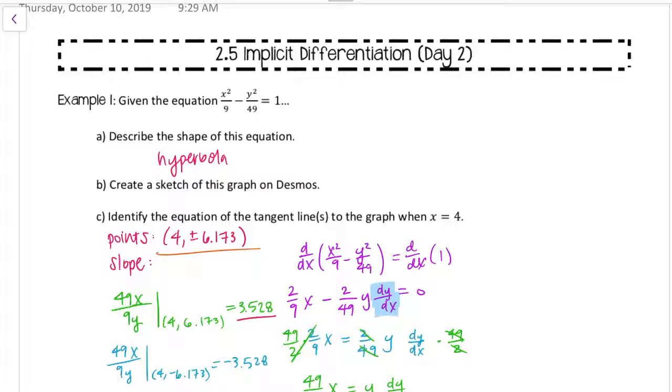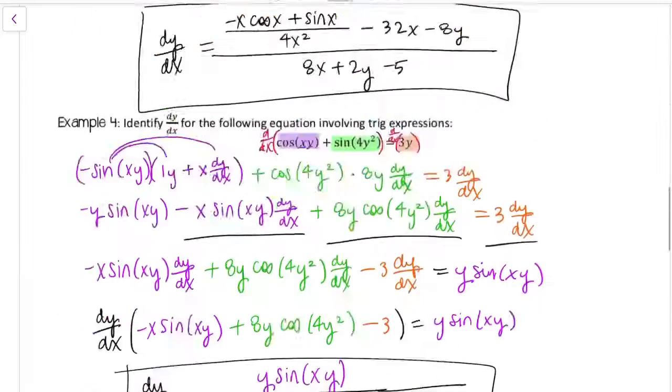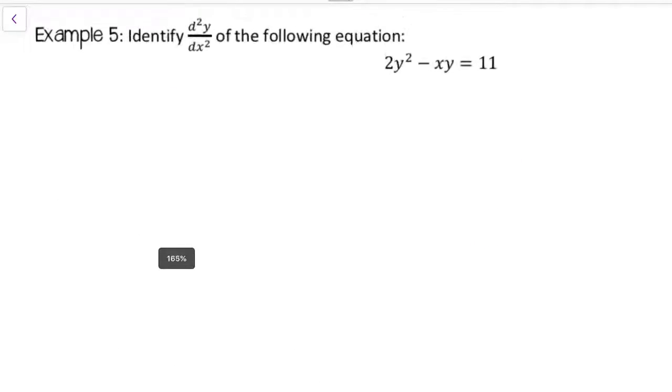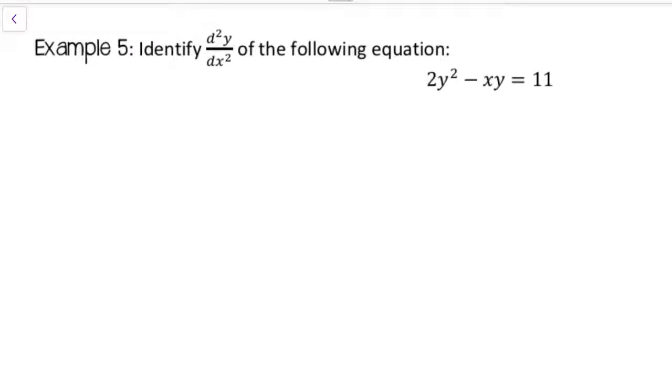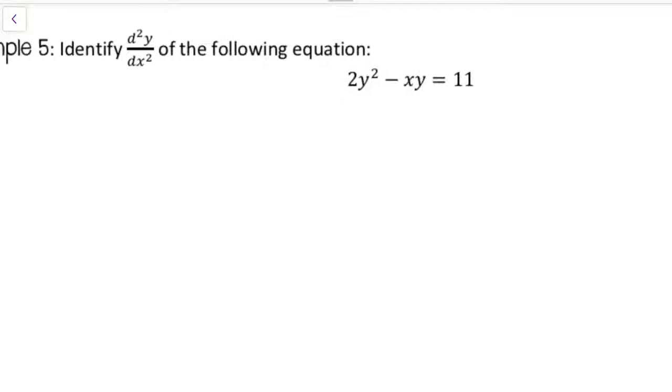We can go ahead and finish up those 2.5 day 2 notes. And we'll start with example 5, where we're asked about the second derivative. So calculating our second derivative, whether implicitly or explicitly, just means we're going to find the derivative of the derivative. So we first need to find dy dx, right? First find our first derivative.